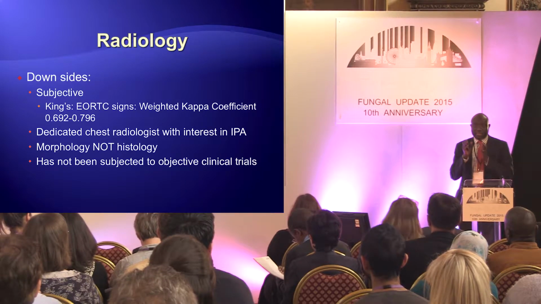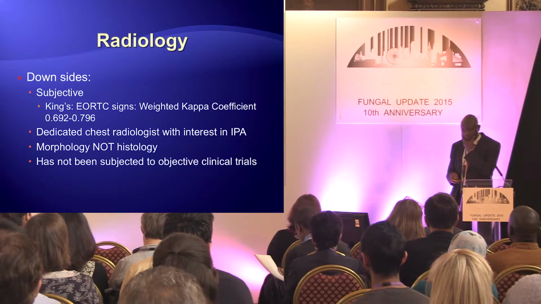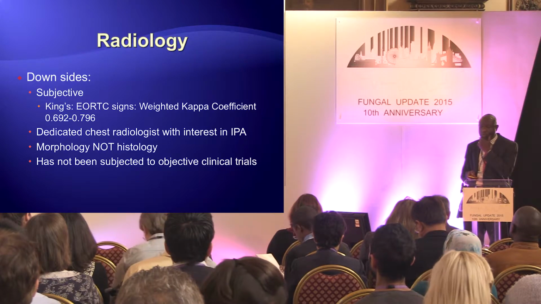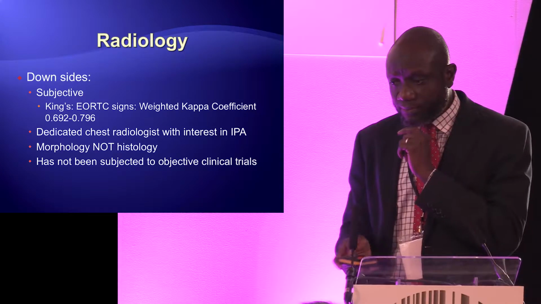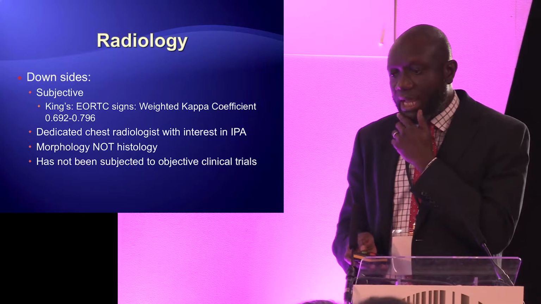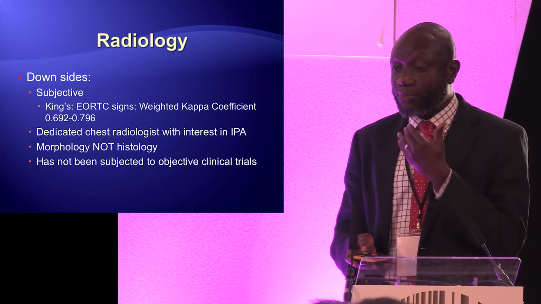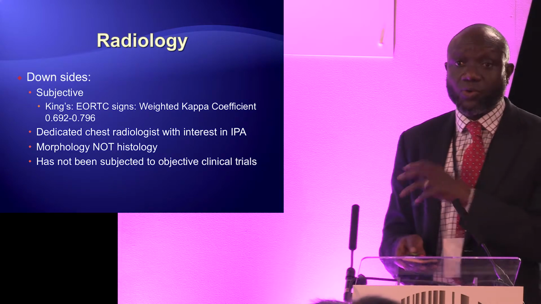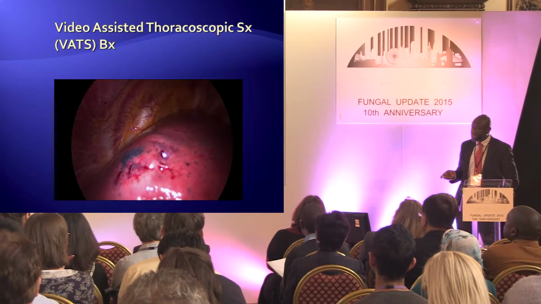But it's still possible to miss some cases in those sort of patients. In fact, in our study, I think there were about 3 or 4 patients who otherwise would have been misclassified if you're using a single radiologist, and you're looking at morphology rather than histology. Radiology, as we're using currently, has not been subjected to the same objective scrutiny as some of the other tests that are available, galactomannan and to some extent beta-D-glucan and PCR.